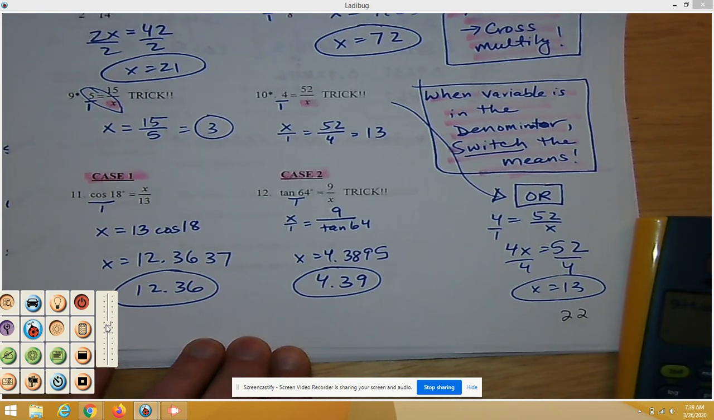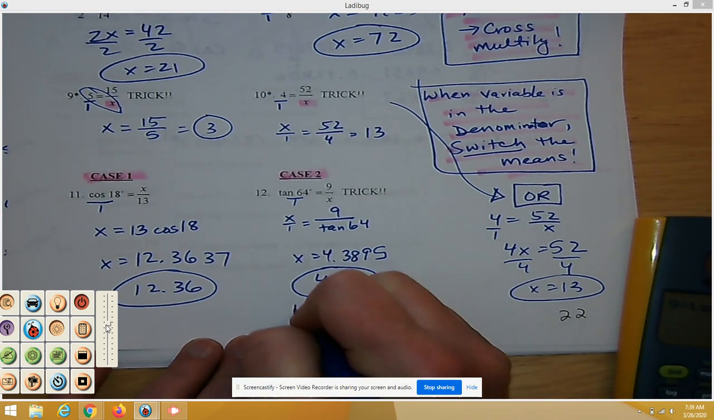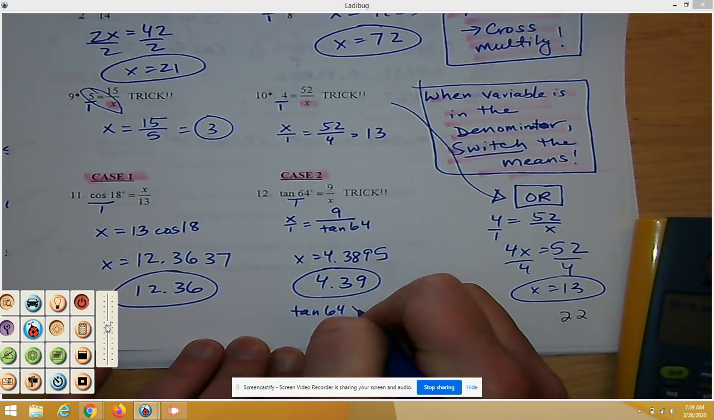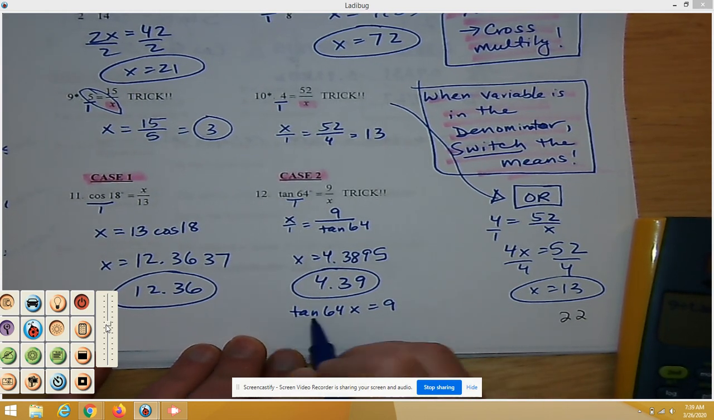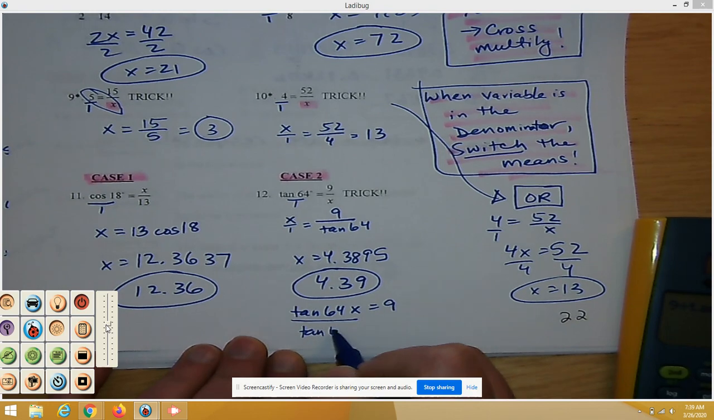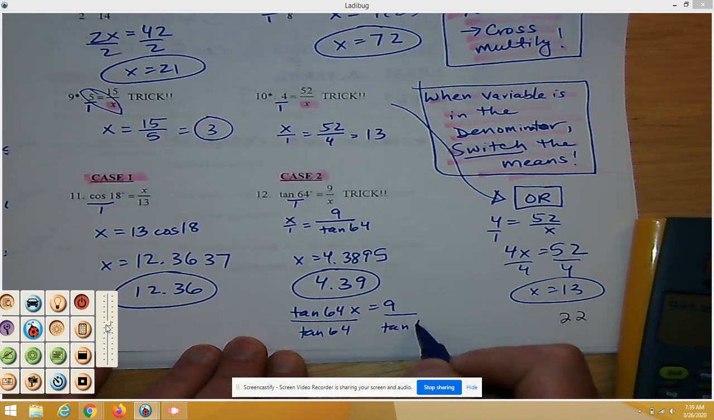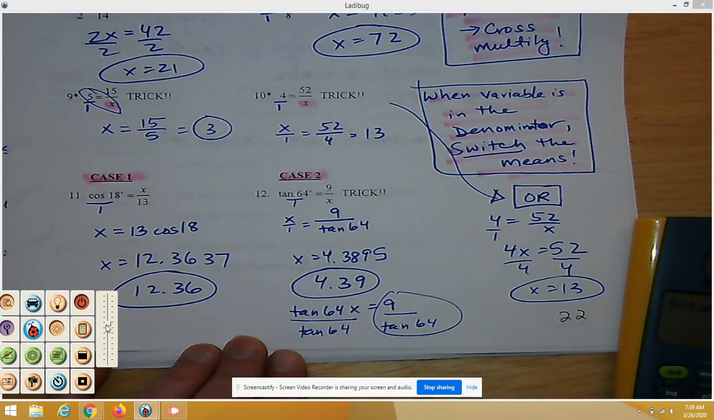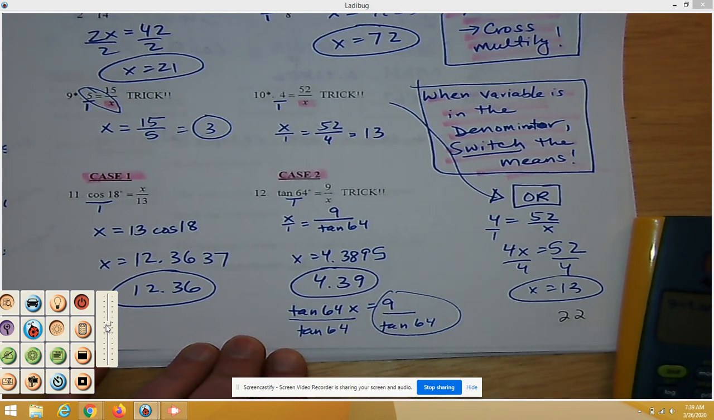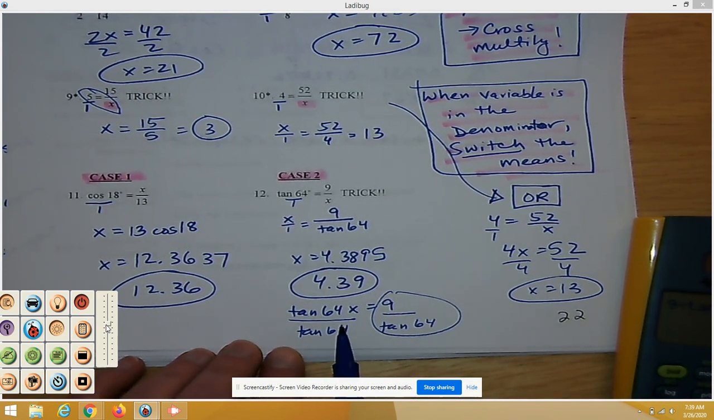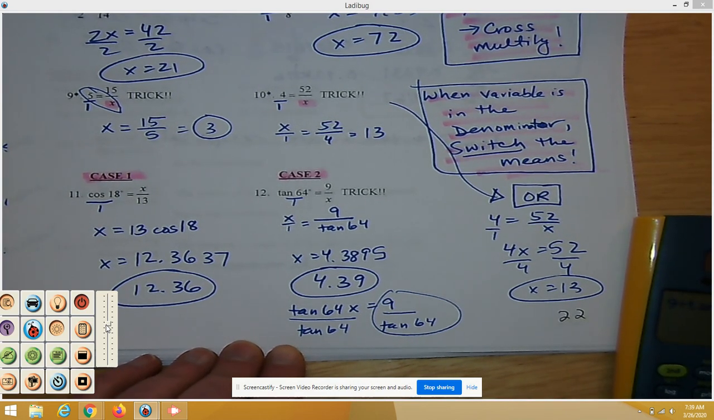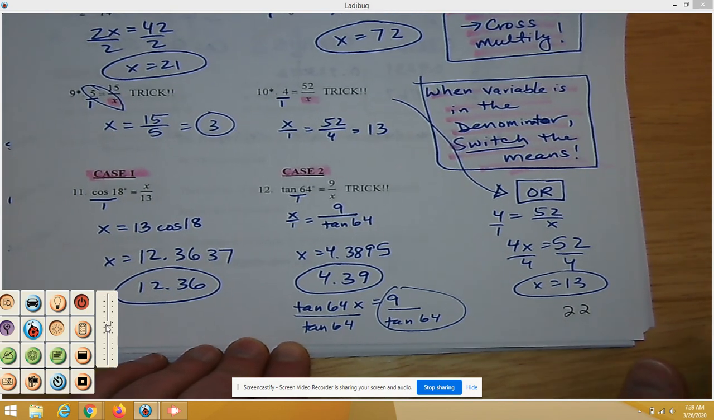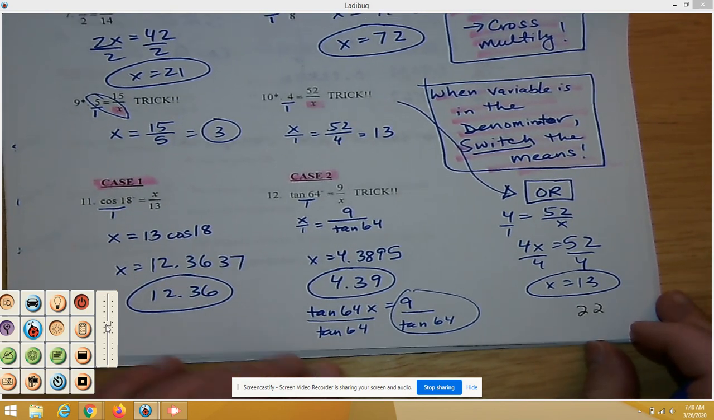If you do not like the trick, you can certainly do this. When you had your proportion here, you're going to get the tangent of 64 times x equals 9. And then the tangent of 64 is like a number, and you would divide each side by the tangent of 64. And you're going to get the same calculation that I just got, but I was able to do it really quick by just switching the means. And yes, you can do it out, and that's totally fine. And if that's the way that works for you, that's fine. But I guess I always feel like if I have a better way to do things, I don't make students do the long way. So that's just kind of how I do things.